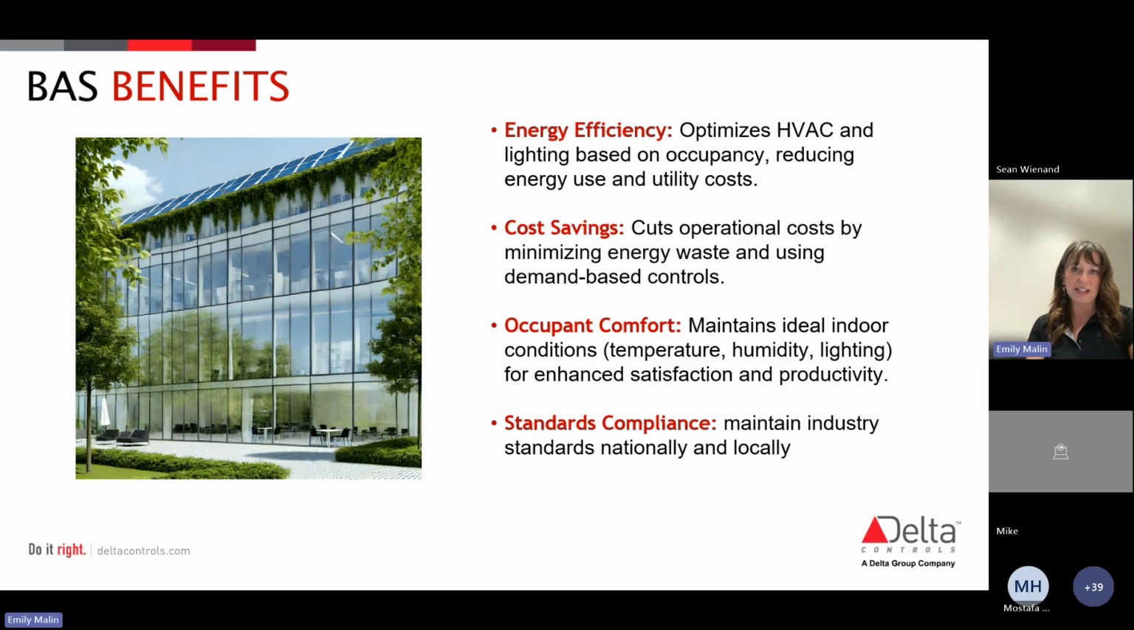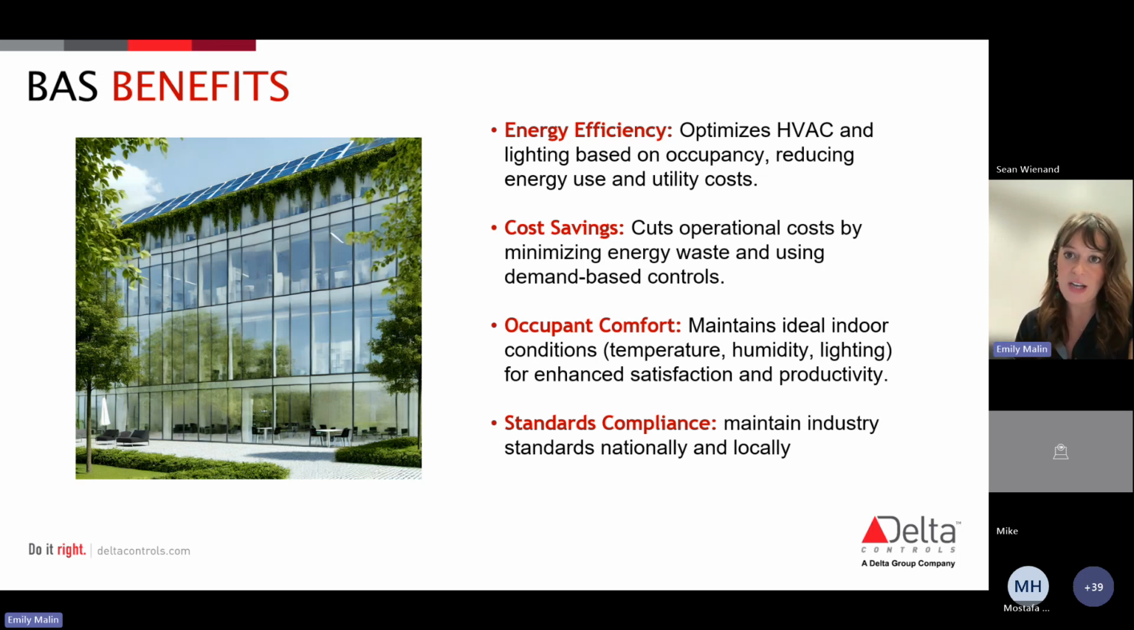So a couple of the benefits that we've already talked a little bit about, but let's dive into them just a bit more, are going to be around energy efficiency. That's a biggie, right? So optimizing your HVAC and lighting based on things like occupancy or the climate outside can reduce energy use and utility cost. And this is huge right now, especially across large buildings. We're dealing with a lot of aging infrastructure.